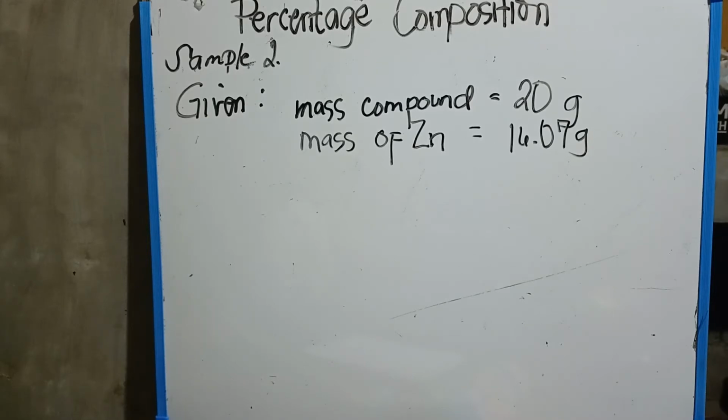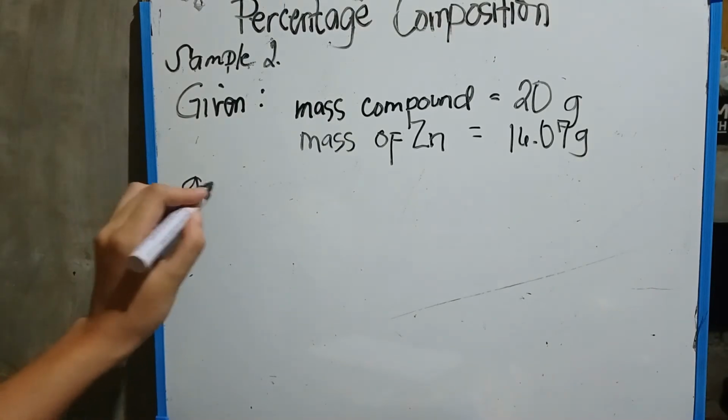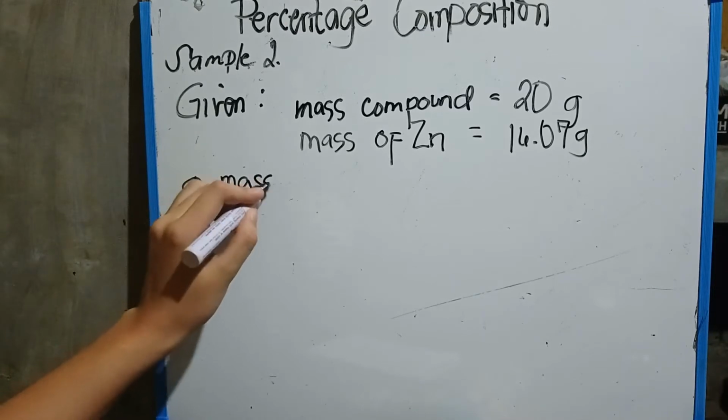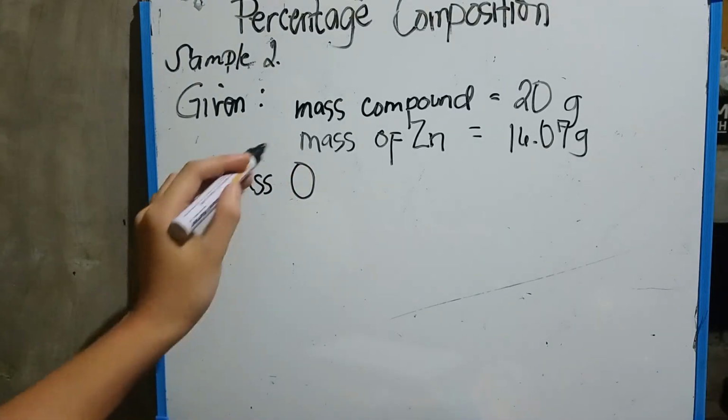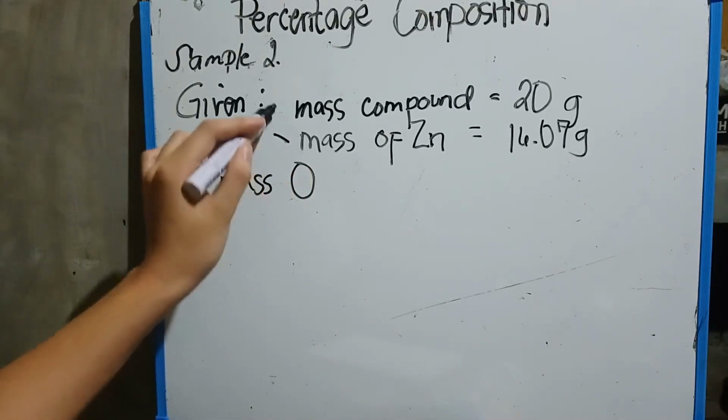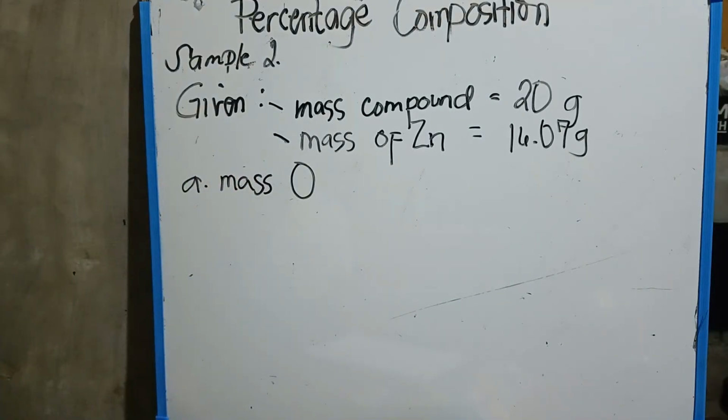So first, we need to determine the mass of the oxygen. Since the mass of oxygen is unknown, we cannot proceed to solve the percentage composition of the compound. So first, determine the mass of oxygen, since we already have the mass of zinc and also the mass of the compound. So how to solve for the mass of the oxygen?